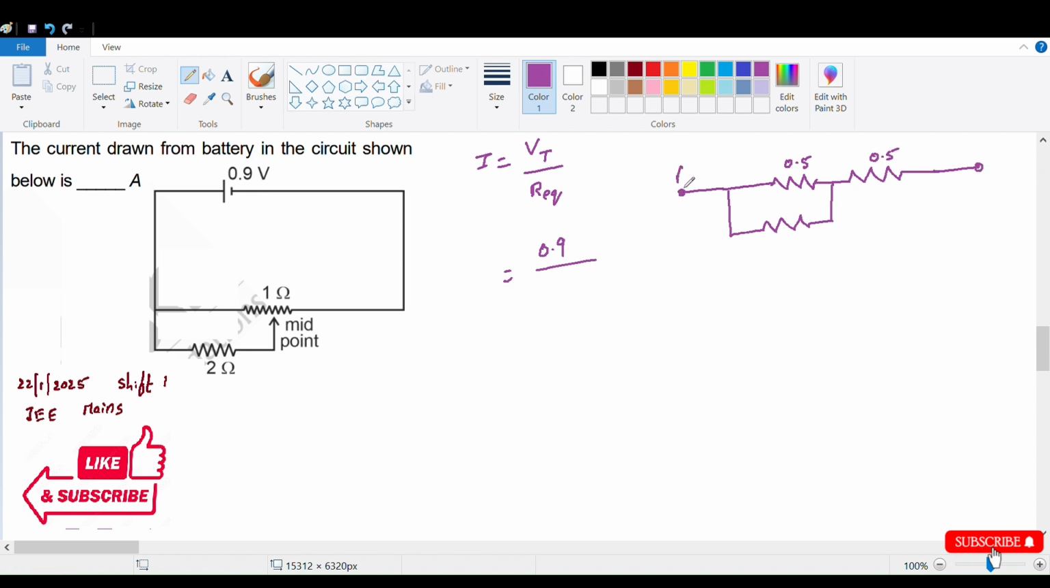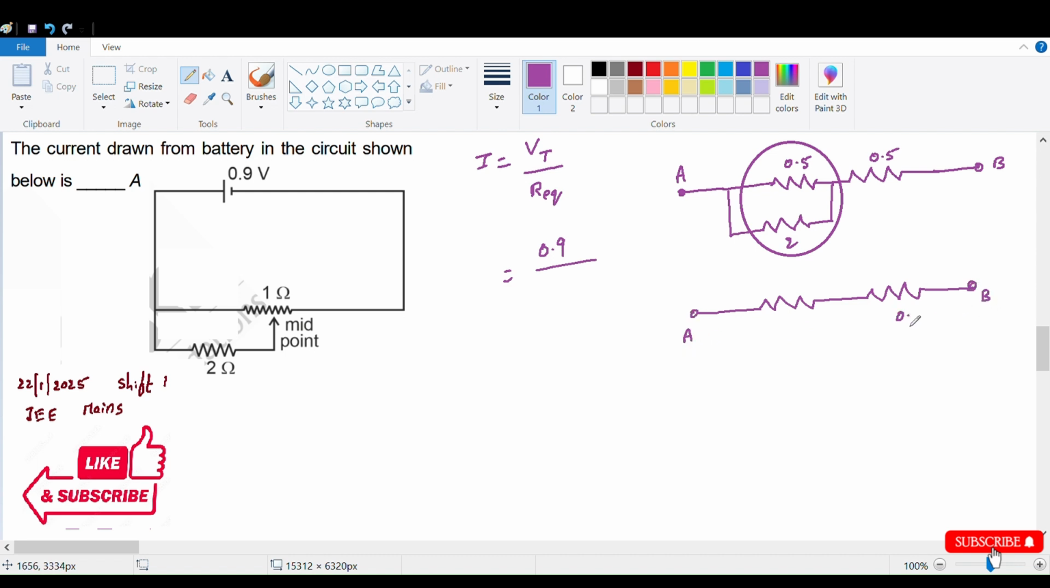So you want the equivalent resistance across the terminals. Correct? This is A, this is B. First these two are in parallel. R1 R2 by R1 plus R2 you apply. So what I will do: these two are in parallel, take these two first. These two become one resistor, and there is 0.5 in series finally. So this value we have to find out.